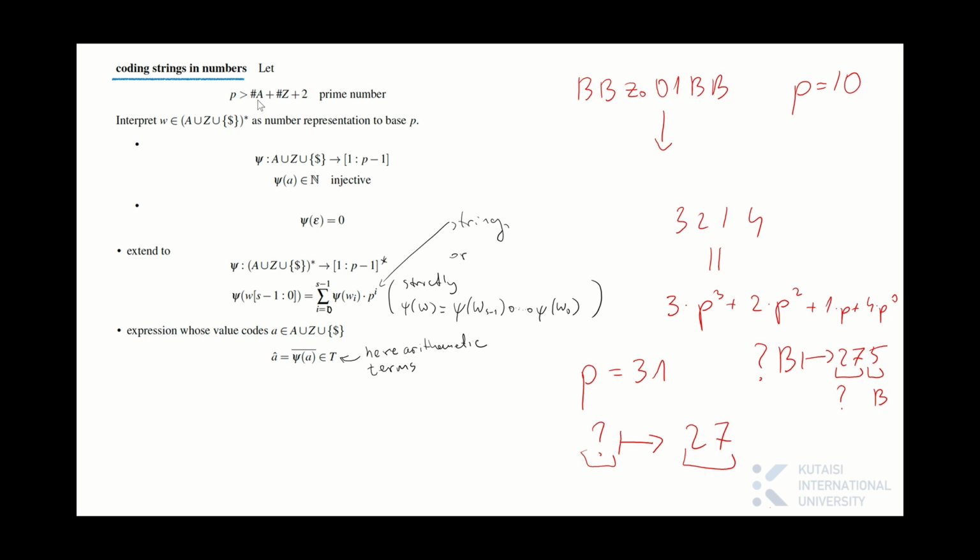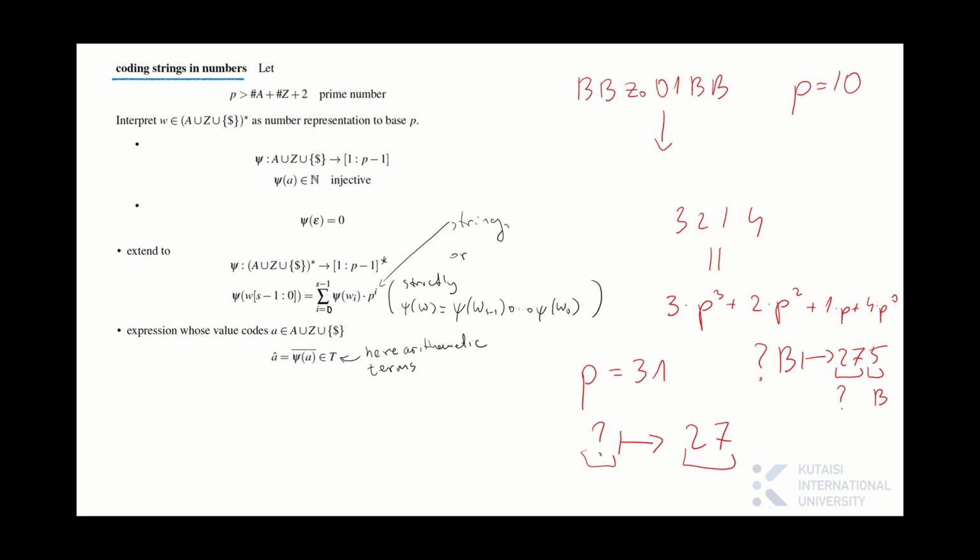Before we took hashtag A, hashtag Z, and then I took just the first number which was bigger. But now I require the first prime number which is bigger, and I write it in base p. So strictly speaking, if you have a string W, the string like this that I wrote here, the concatenation, each one basically represents the power of a prime.